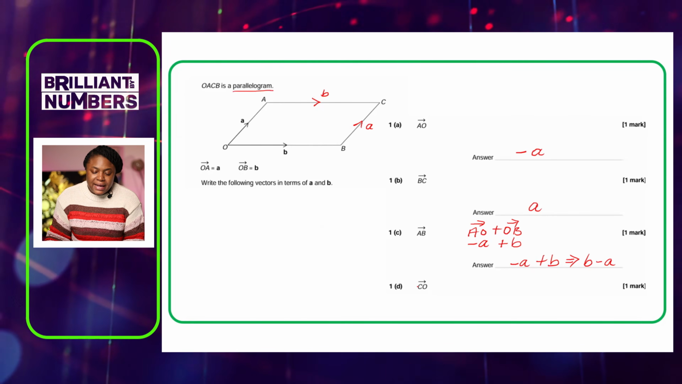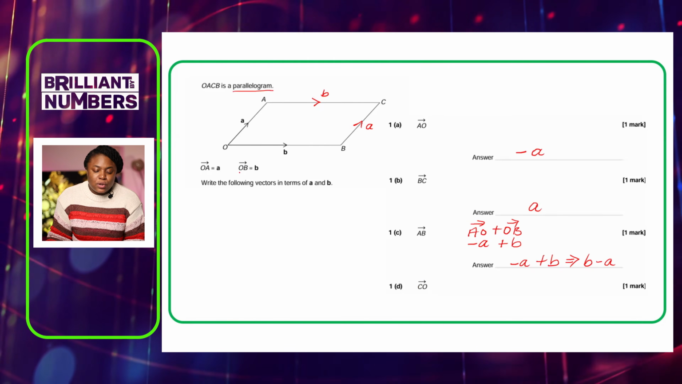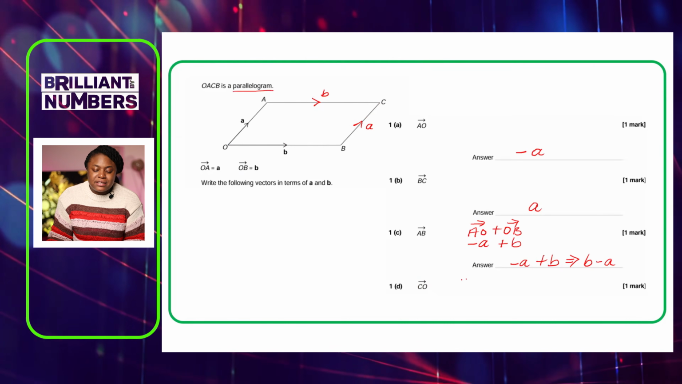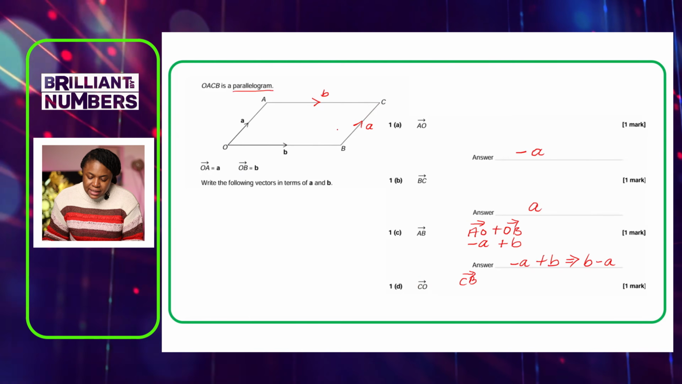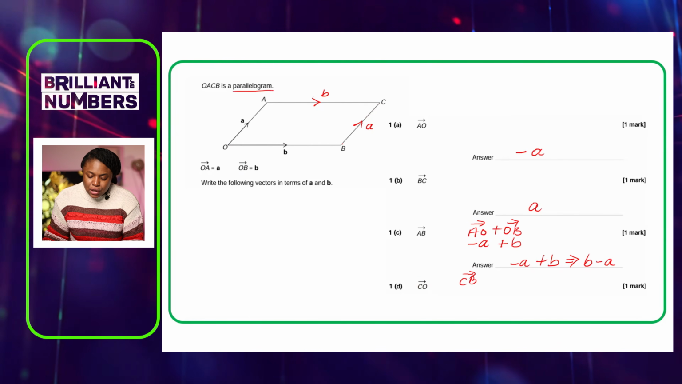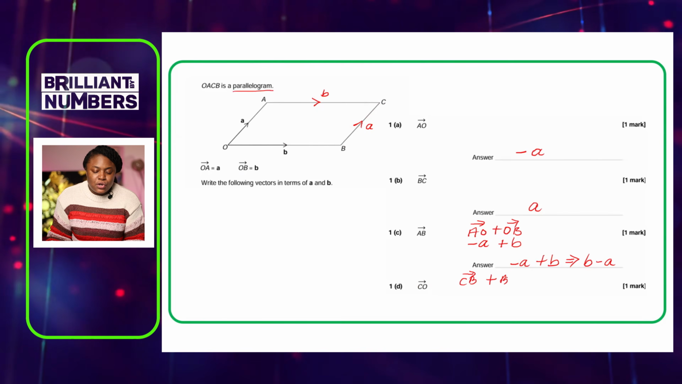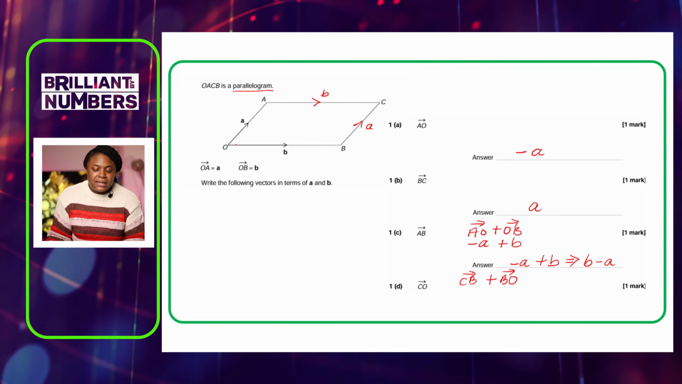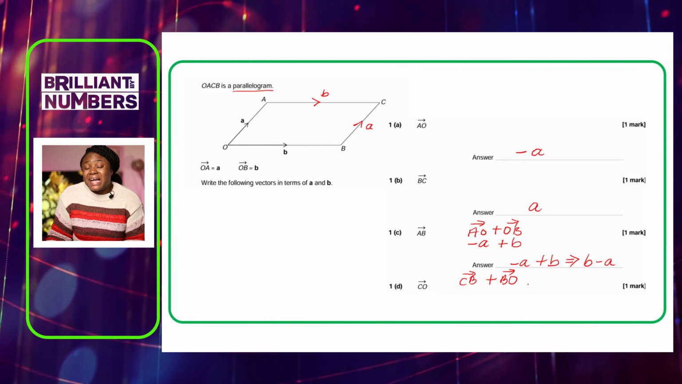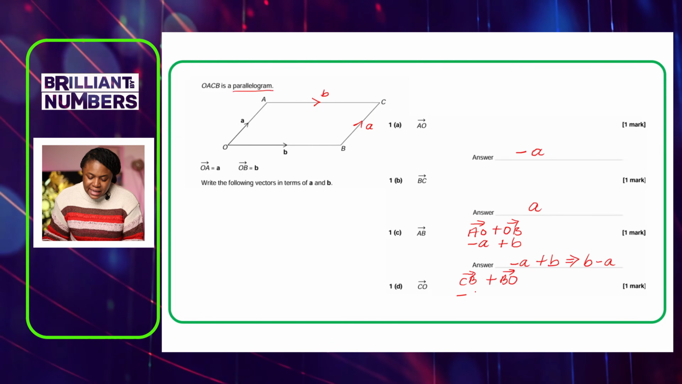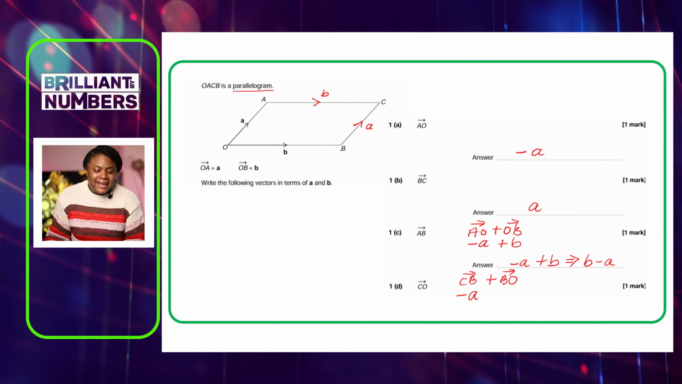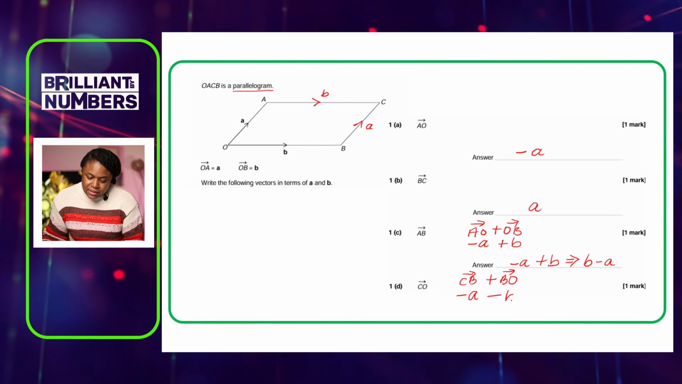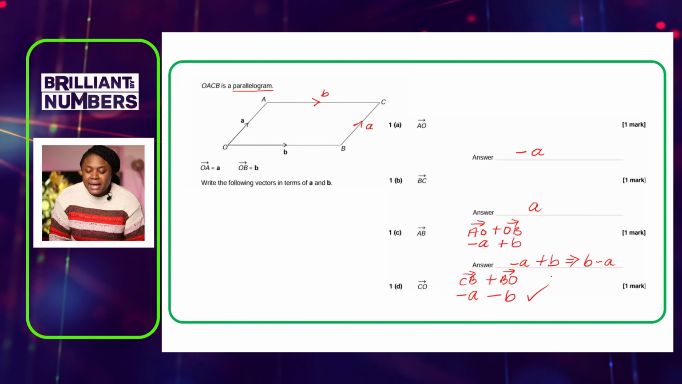Next question asks us to write down what is CO. So we're going from C to O. To go from C to O, we must go from C to B first, then we need to go from B to O. So let's write down what is C to B. Again, we're going against the arrow, so that's going to be minus A. Then from B to O, we're going against the arrow again, so that's going to be minus B.